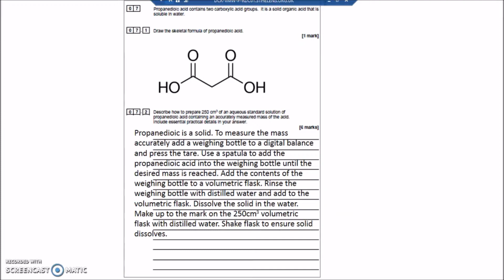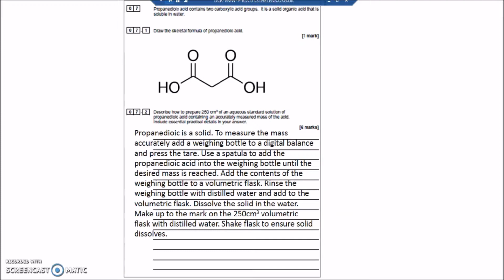A volumetric flask is a flask that just measures out 250 centimetre cubed. That's all it does, and it does so very accurately. So there's a mark on the flask, and when the bottom of the meniscus gets up to that mark, it's reached 250 centimetre cubed. So you add the contents of the weighing bottle to the volumetric flask.